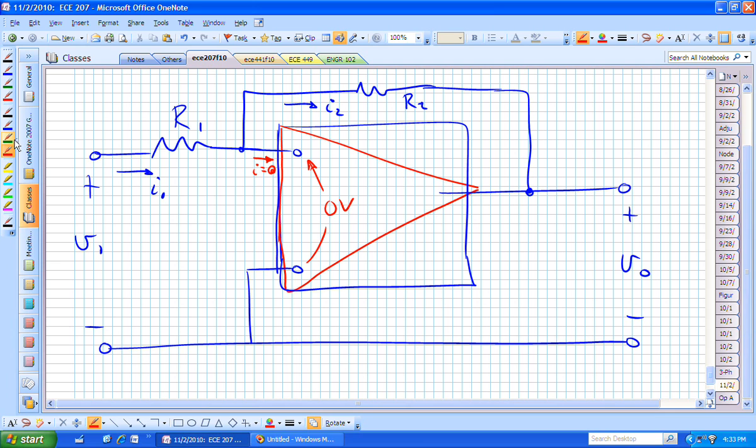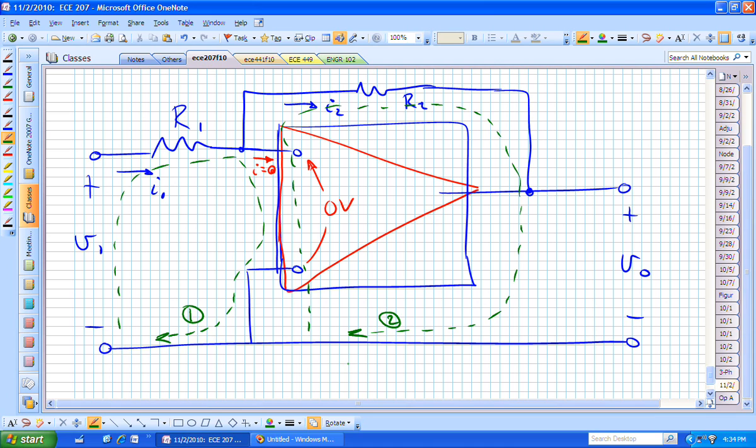What I want you to do is apply KVL to that loop. Let me call that loop 1. And I want you to apply KVL to this loop. I want your answers to contain V1, I1, R1, R2, V0. So apply KVL to mesh 1 and mesh 2. Is it clear what I'm asking? I want it to contain R1 and R2, I1 and I2, and V1 and V0.